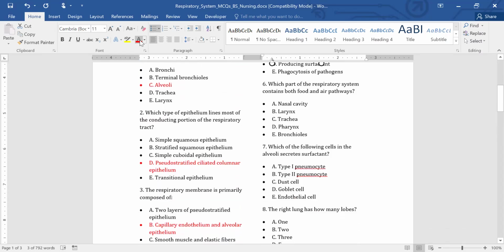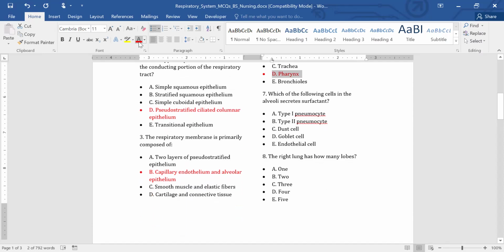Which part of the respiratory system contains both food and air passages? Options: nasal cavity, larynx, trachea, pharynx, and bronchioles. It is the pharynx, through which the air and particles both pass.